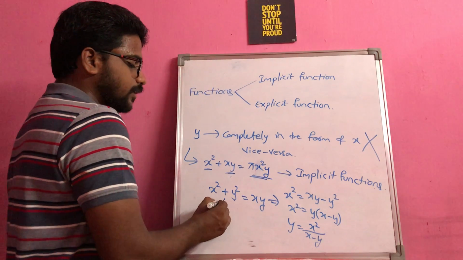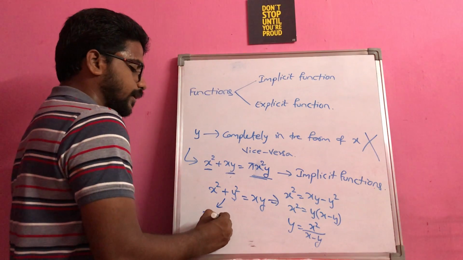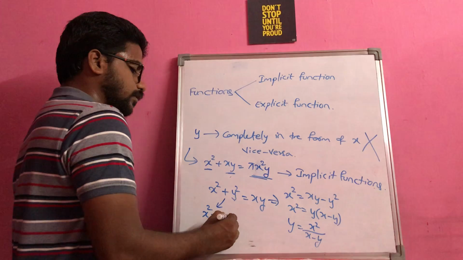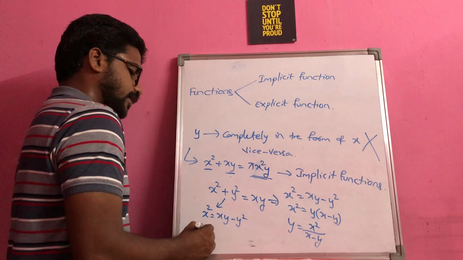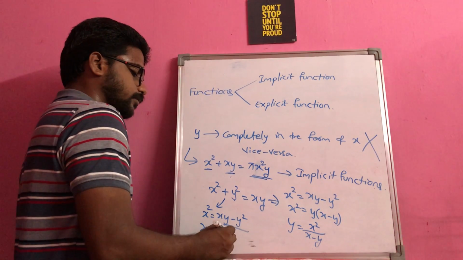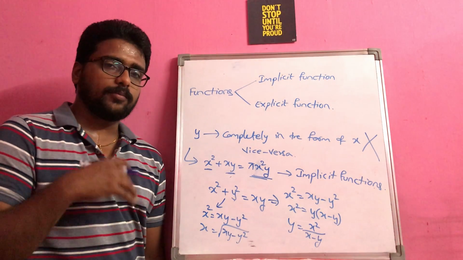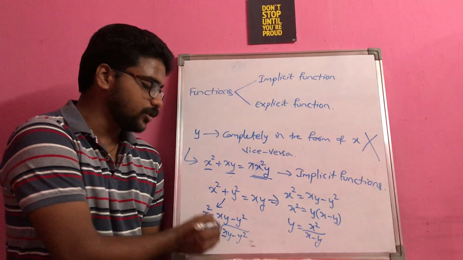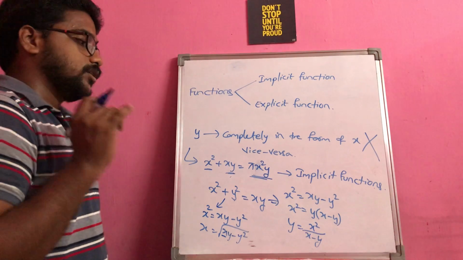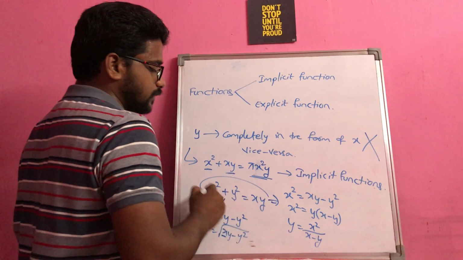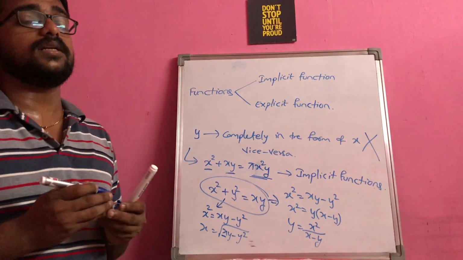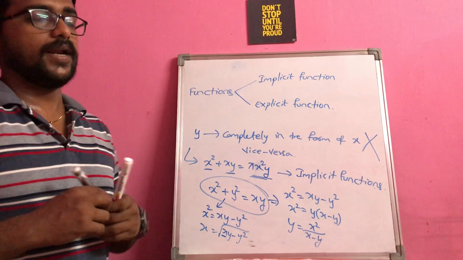Similarly, from this if I ask you to find the x value, x square is equal to xy minus y square, x is equal to root over xy minus y square. Again, x I am not getting purely in the form of y because I am having some sort of x here, right? So because of this type of reasons, these functions are called implicit functions, right?